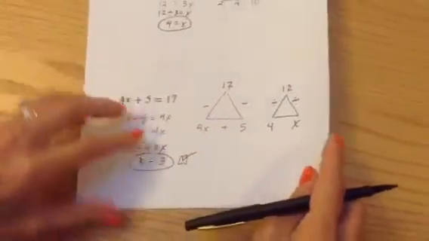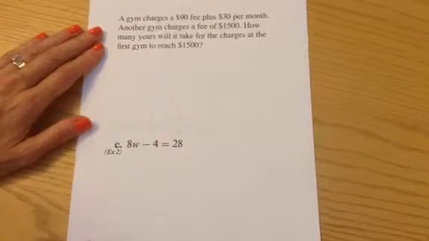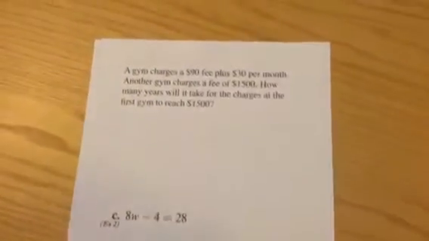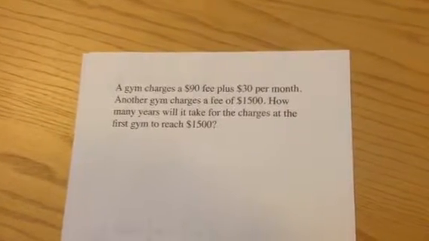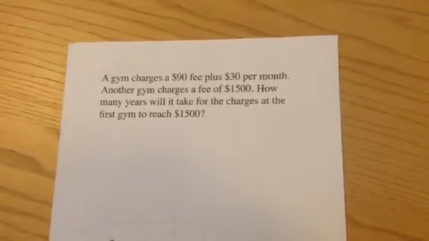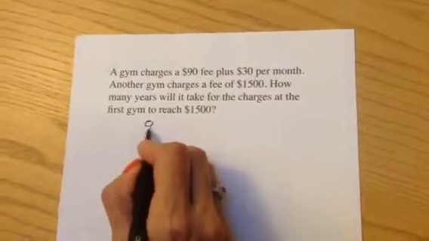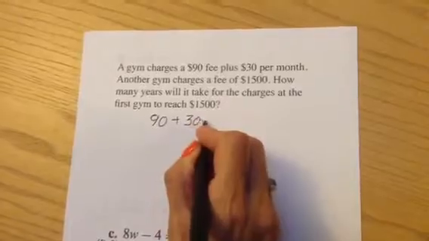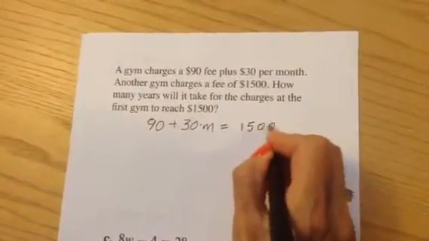Let's try a different strategy. First, we'll represent this sentence as an equation. A gym charges $90 fee plus $30 per month. Another gym charges a fee of $1,500. How many years will it take for the charges at the first gym to reach the $1,500? So we're going to write an equation. $90, which is the fee it charges, plus $30 times m, the number of months, is equal to 1,500.